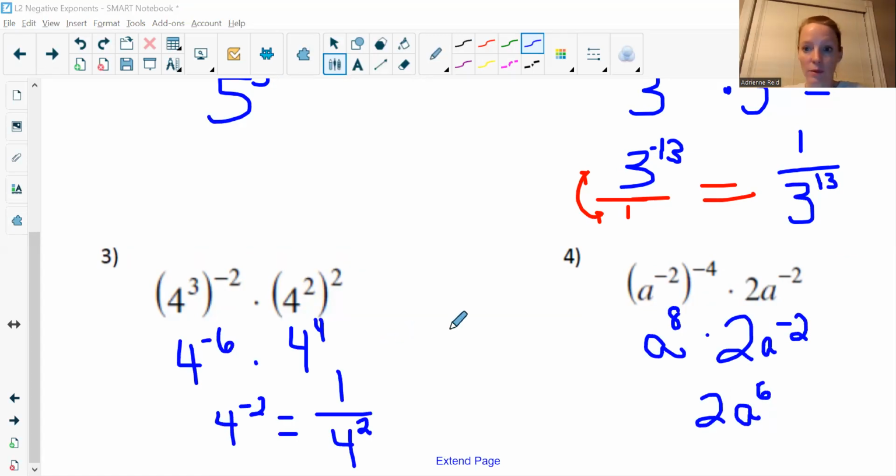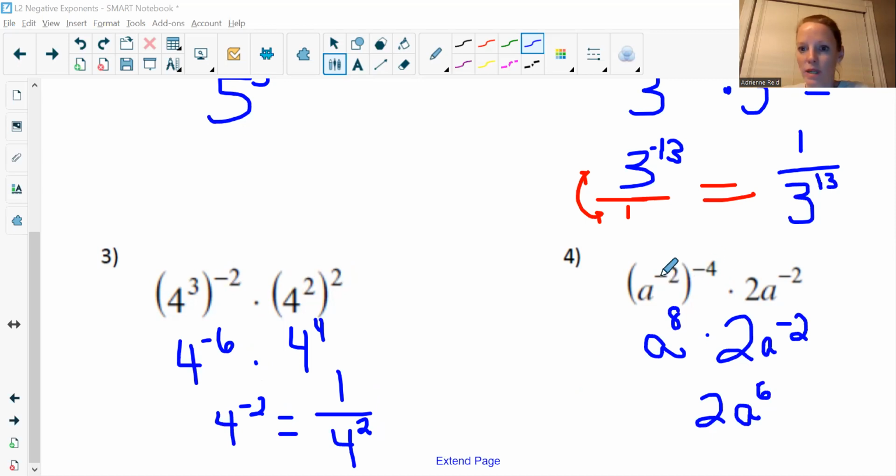Okay, hopefully you guys have similar answers to what I have. So 3 times -2 is -6. 2 times 2 is 4. And then the product rule, I'm going to add -6 and +4. That gives me -2. I can't leave my answer with a negative exponent, so I flipped it. So I get 1/4 squared, which you guys know is 1/16. We're just going to leave it like that.